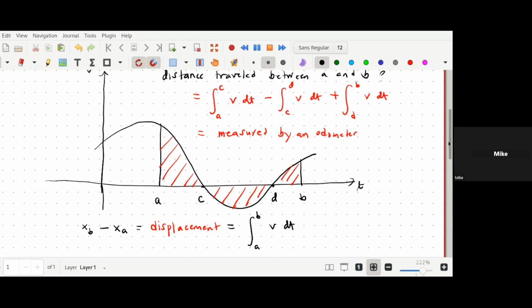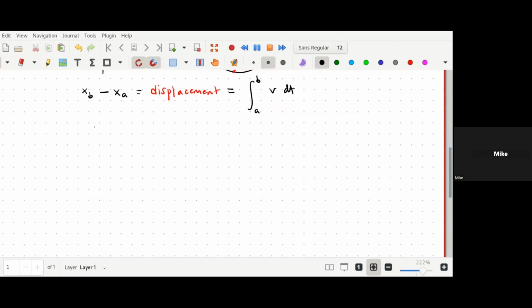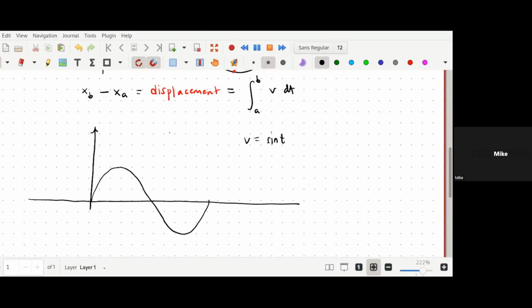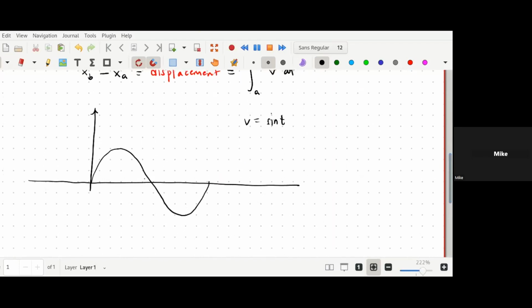So, for example, yung sine function. What if meron kang sine function, yung V is equal to sine of T? So, if you graph this, ito ang shape, di ba? Pi, tapos pi over 2, tsaka 3 pi over 2. V versus T.